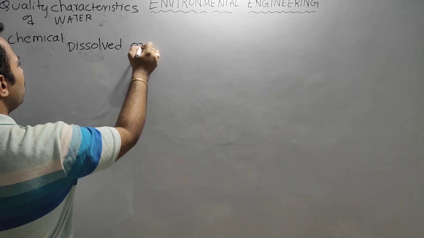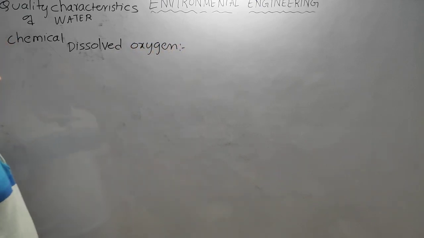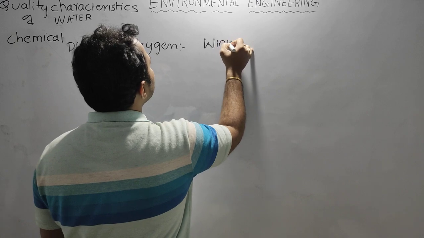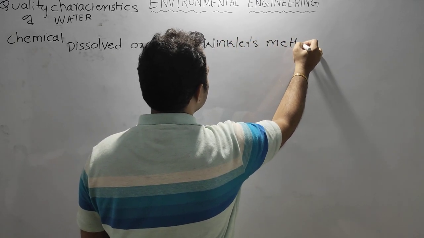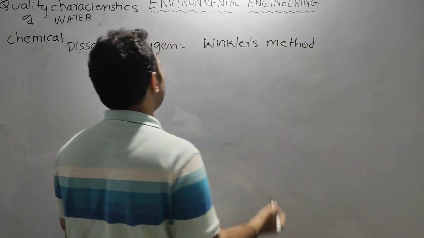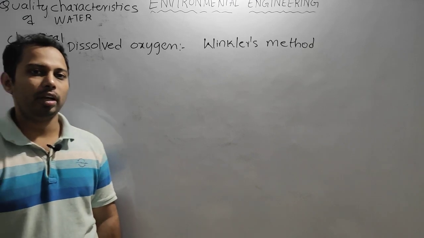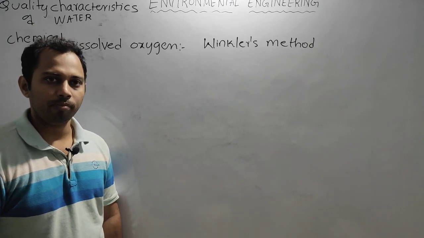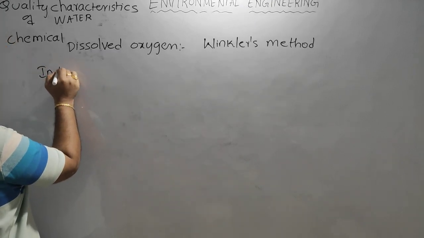So dissolved oxygen. This dissolved oxygen is determined using Winkler's method. Here in Winkler's method, there are two stages in this test. In the first stage, we will find whether the dissolved oxygen is present or not.